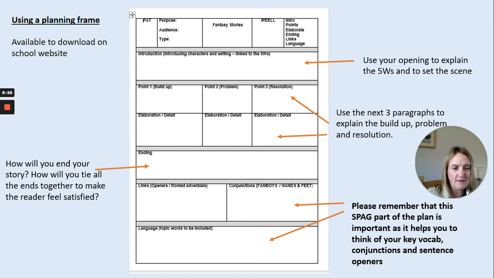You might use a range of fronted adverbials. During the morning, the man walked through the forest. Throughout the day, after a long time. It makes your writing more interesting.